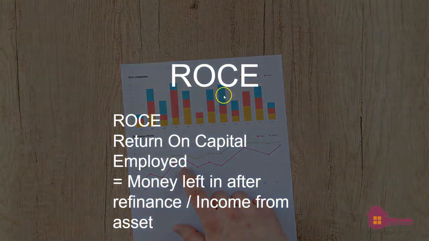So the next one is ROCE. ROCE is my favourite because we do a lot of rental properties, and this is how you calculate the rental value. So return on capital employed is the money left in after refinance divided by income from the asset, in this case the property. ROCE has funny names. It can be called ROCE, or in investment circles, ROCE.